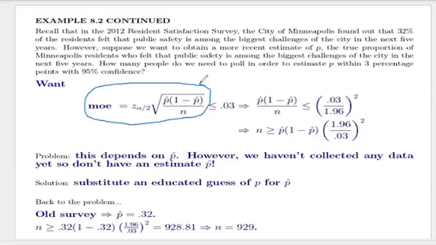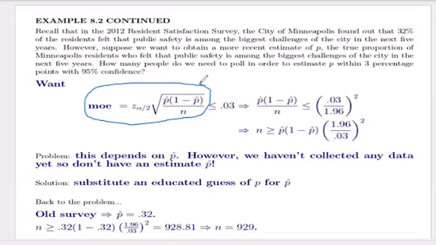Okay. Now, I want to walk you through an example. Recall that in the 2012 resident satisfaction survey, the city of Minneapolis found out that 32% of the residents felt that public safety is among the biggest challenges of the city in the next 5 years. However, suppose we want to obtain a more recent estimate of P. Now, in the other question that we did for 2012, they have an estimate, the 32%, as a P cap. And let me tell you this, data do expire.